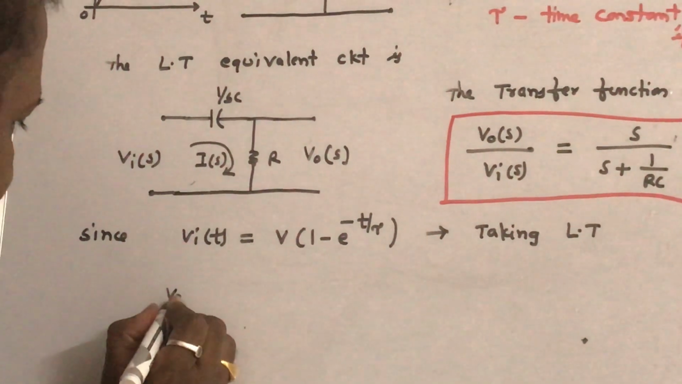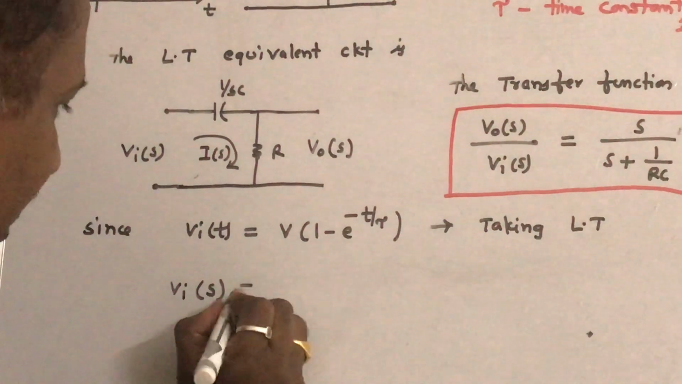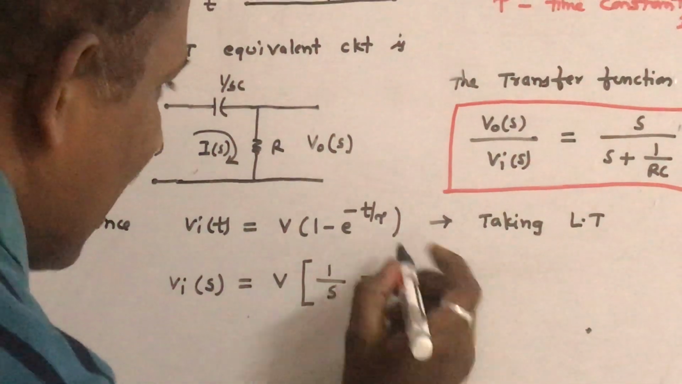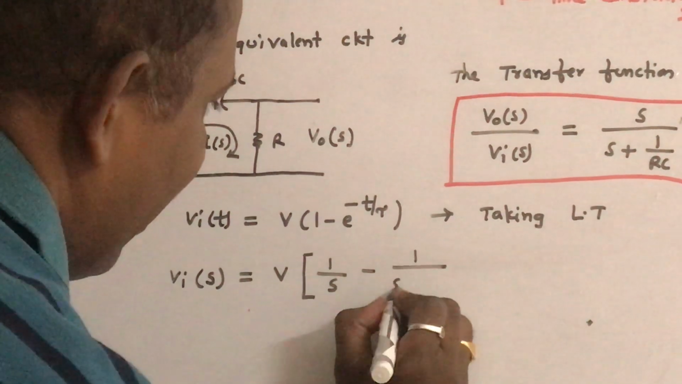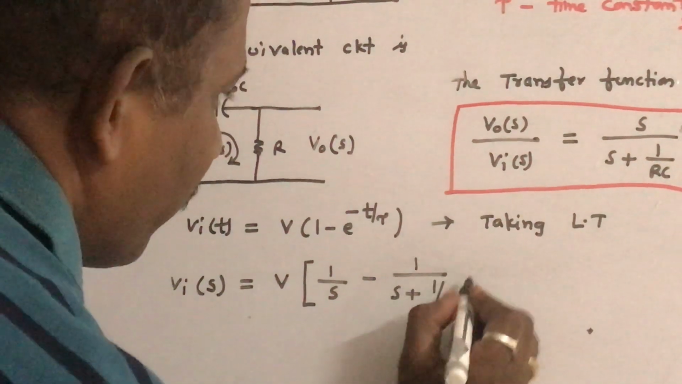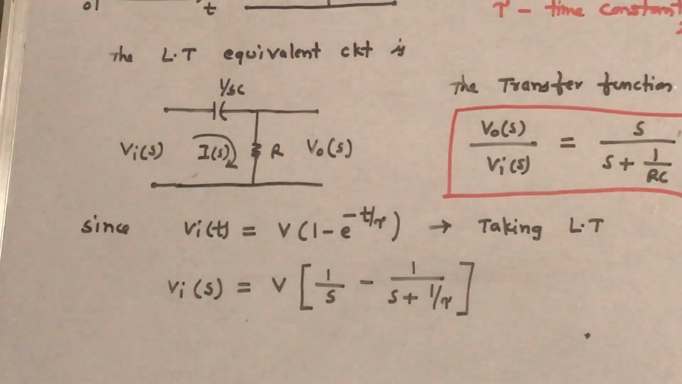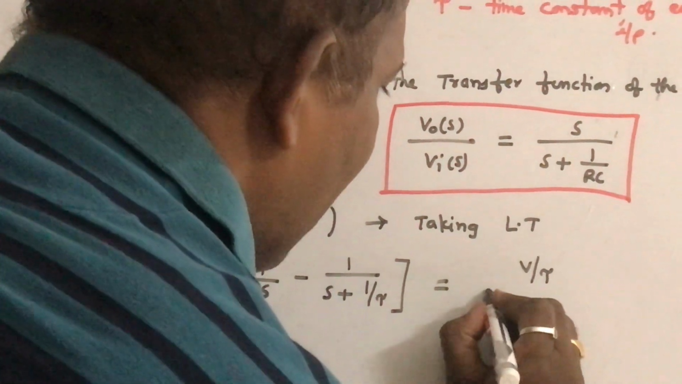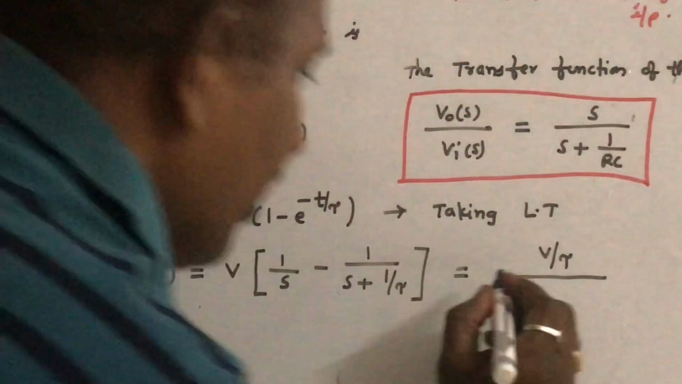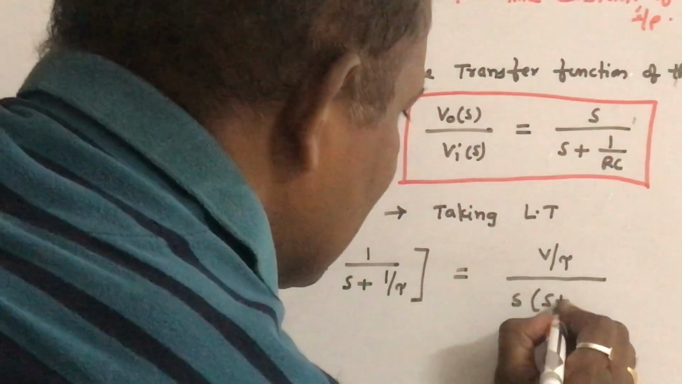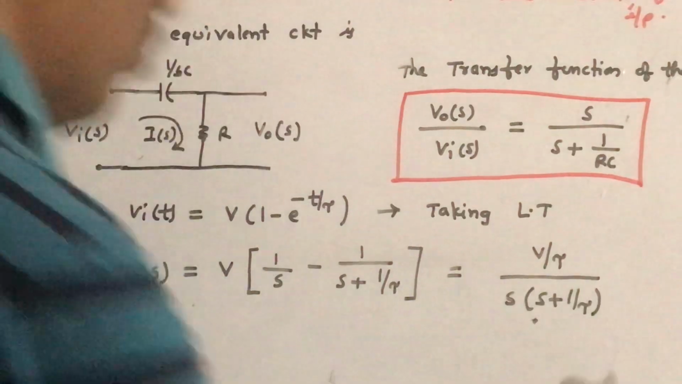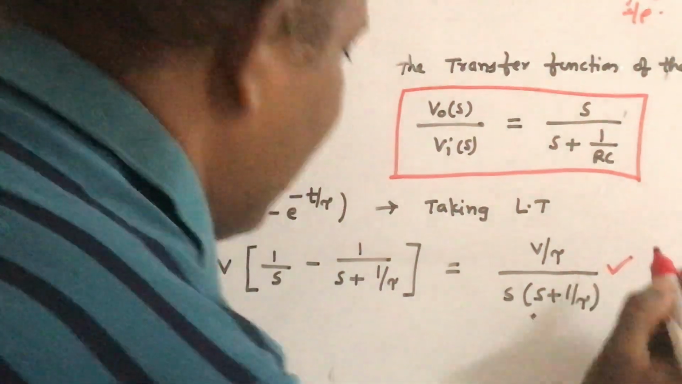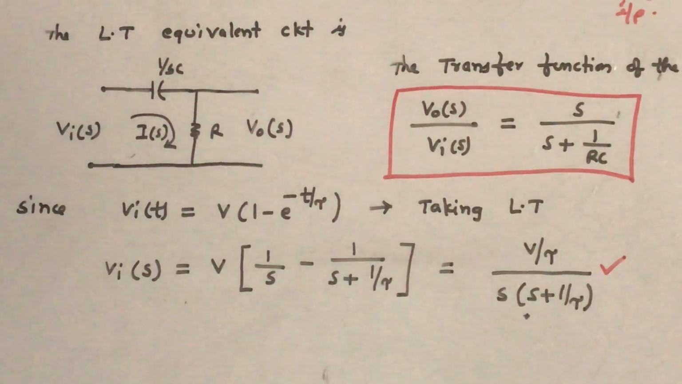VA of t is replaced by VA of S. V is a constant. The Laplace transform of 1 is 1 by S, minus the Laplace transform of e power minus t by tau, which is 1 by S plus 1 by tau. If you take the LCM, it will come out as V by tau divided by S into S plus 1 by tau. So this is VA of S.